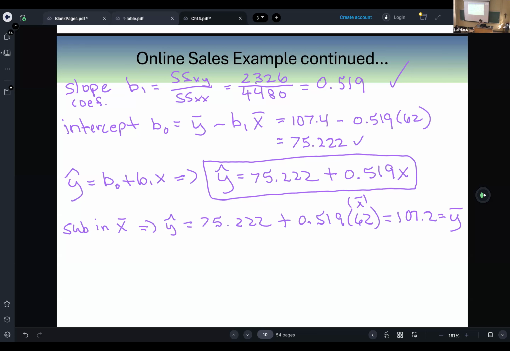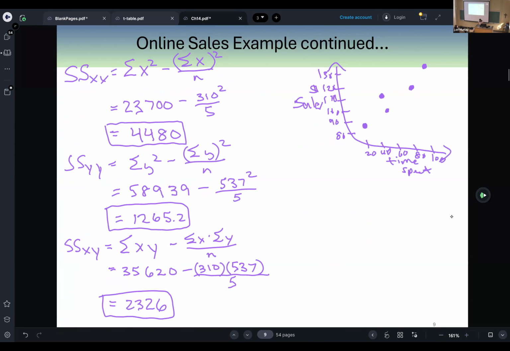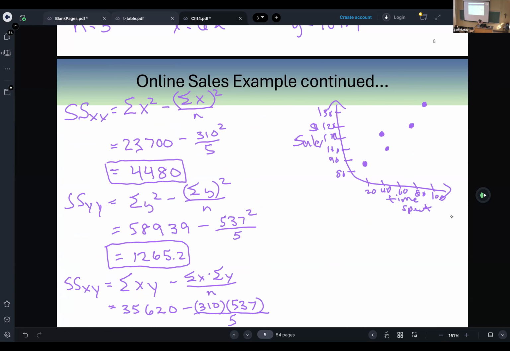And this is good. So sub in X bar, output is y bar. So average y gives you y bar. And you can see this, we can even put that on. So 62 minutes would be about here, and $107 would be about here. We usually do this, X bar, Y bar, that's the pair. And it usually is right on the line. It will be right on the line.